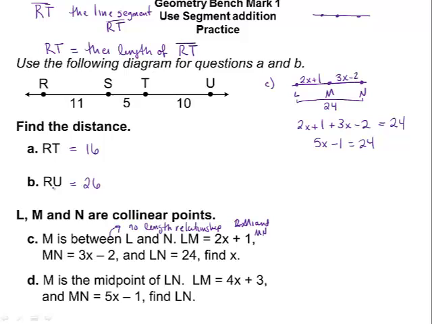Okay. Then add 1 to both sides. So 5x is equal to 25. Then divide by 5, and x is equal to 5. And then I always double check. It just said find x, so I'm done.